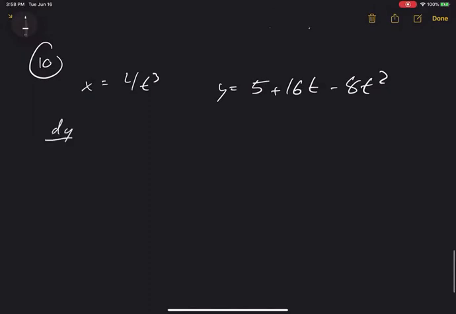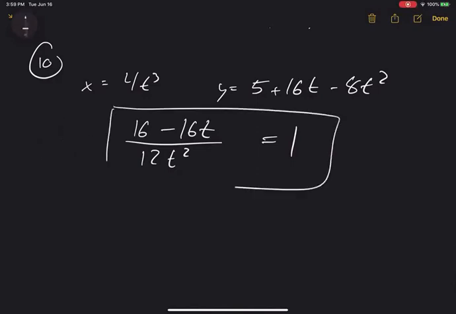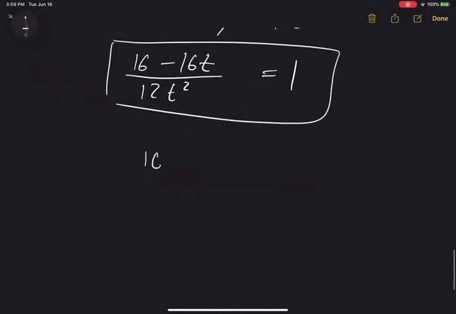So first thing to do is find dy/dx. What is dy/dx? That'd be 16 minus 16t over 12t squared, right? And they're asking, where does this equal 1? You're just going to solve this equation for our t value. So how could you do that? First thing I would do is multiply both sides by 12t squared. You get this. And then move everything over to one side.